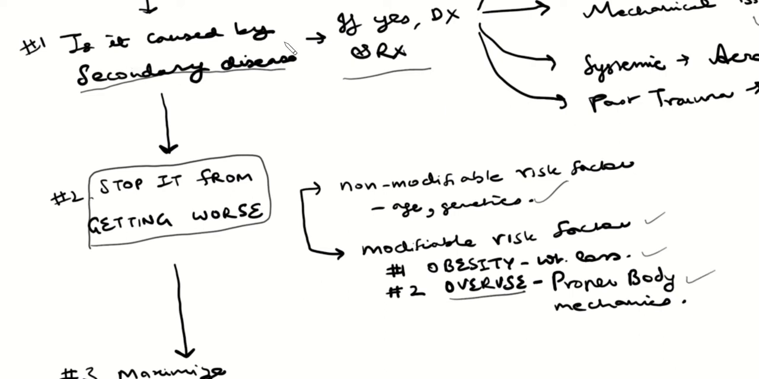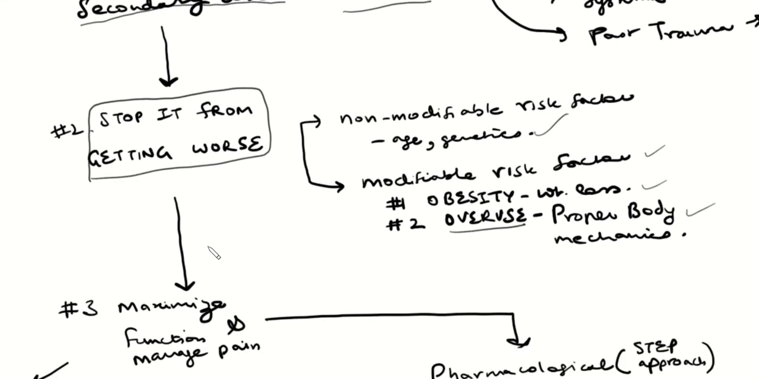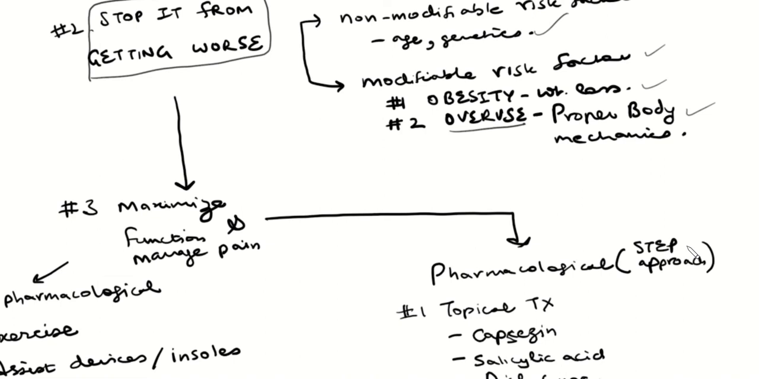So I rule out secondary diseases that worsen this and then do things that are going to stop it from getting worse. Okay? Because again, once you lose the cartilage, it's difficult to get it back. So the goal is to stop it from getting worse. So weight loss and proper body mechanics.